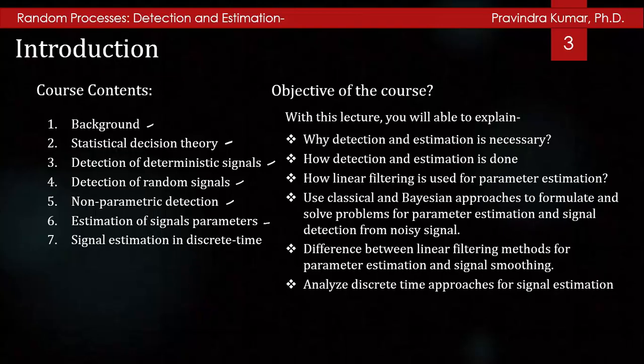In the objective of this lecture, you will be able to explain why detection and estimation is necessary, how detection and estimation is done, and how linear filtering is used for parameter estimation. You will also be able to explain the use of classical and Bayesian approaches to formulate and solve problems for parameter estimation and signal detection for noisy signals, and the difference between linear filtering methods for parameter estimation and signal smoothing. And you will be able to analyze the discrete time approach for signal estimation.